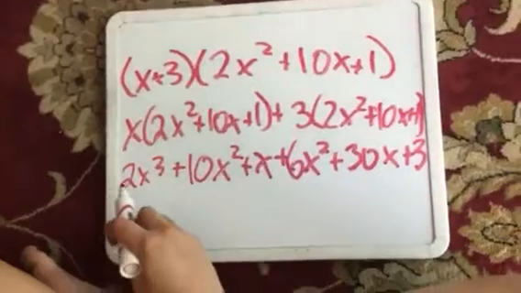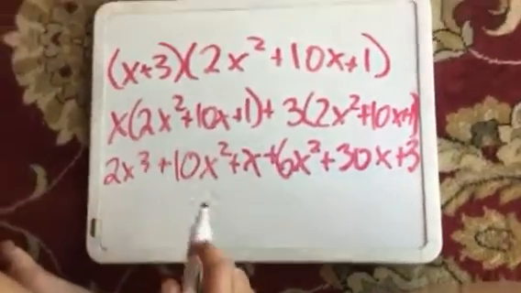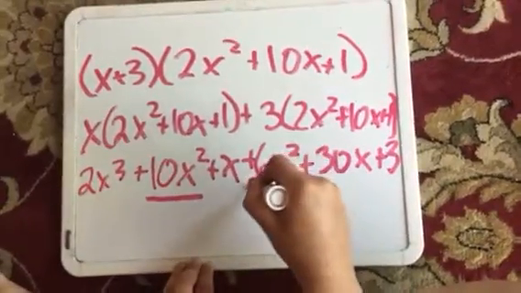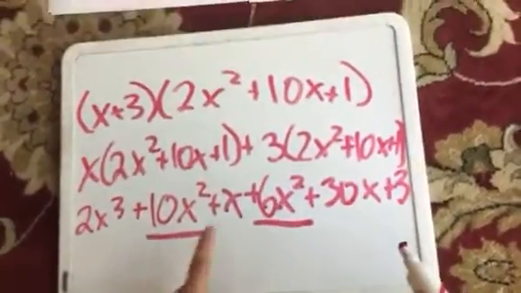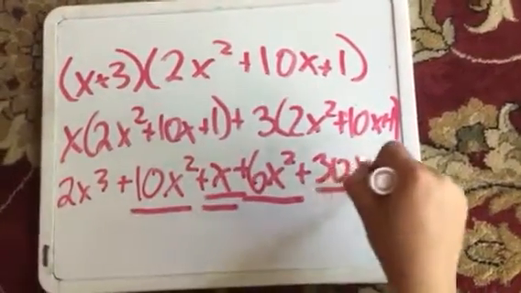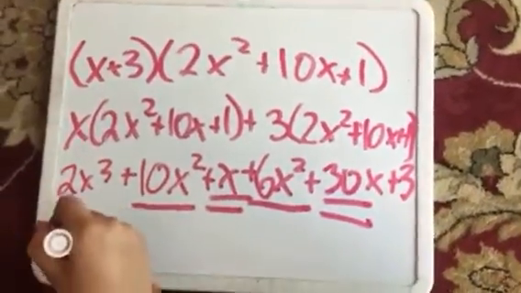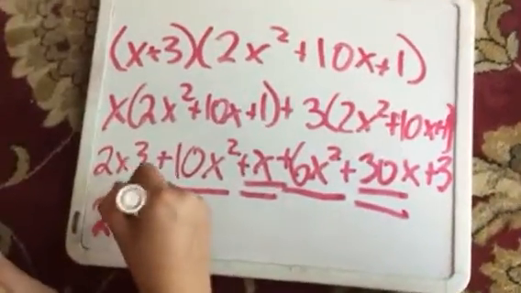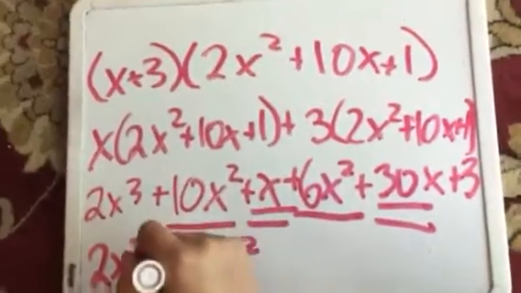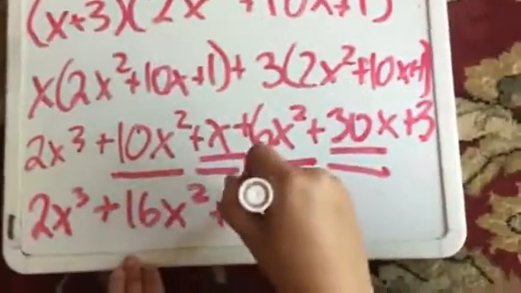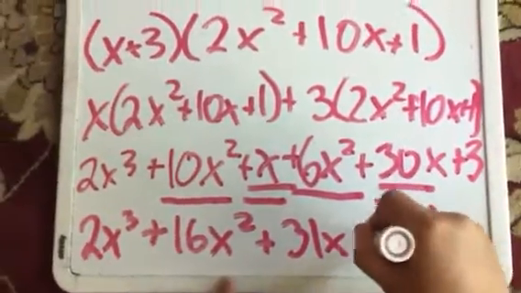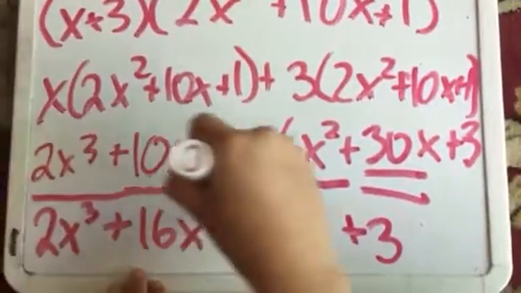So let's see what kind of like terms we can combine. We only have one 2x cubed, but we do have 2x squared. So we can combine 10x squared and 6x squared. I see an x here, we have a 30x, so we can combine these also. And now we can combine, so we get 2x cubed plus 16x squared plus 31x plus 3. And this is our final answer.